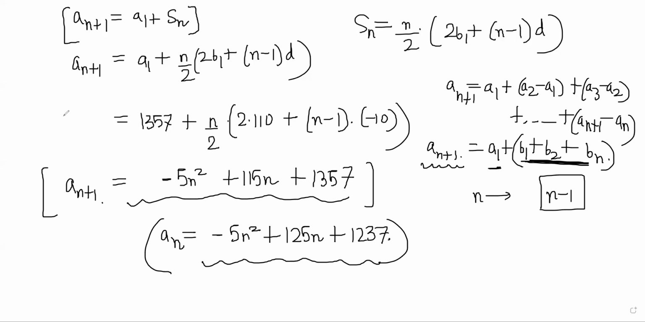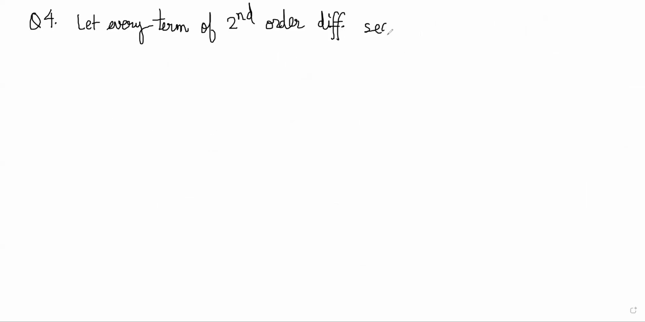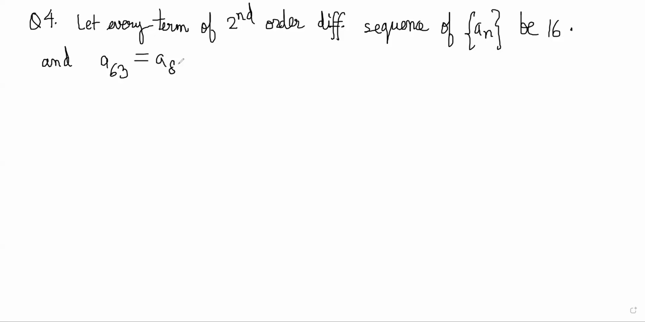Let's look at the next problem. This is slightly easier. We have question 4. Let every term of the second order difference sequence of An be 16, and A63 is equal to A89 is equal to 10. You have to find A51.